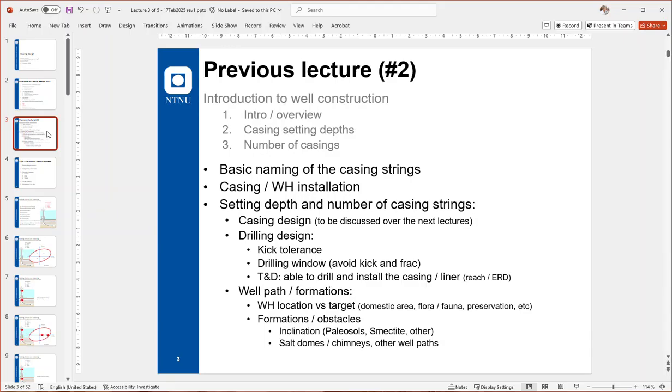And there are, of course, in the same nature, other well paths that you need to avoid. These are all obstacles or problem formations that will dictate how your well path, and again how the torque and drag will be, and again how your casing program might be influenced.